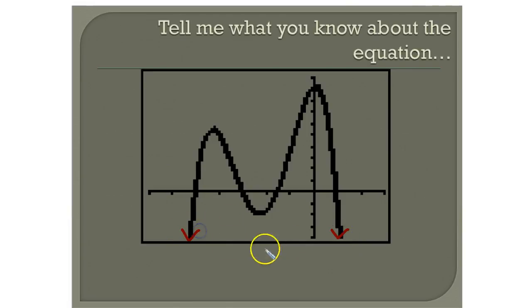We have both arrows in the same direction. They're both down. Well, if they're both down, that tells us that we have an even exponent or an even degree polynomial function. The right side is down or both sides are down, which tells us that our leading coefficient is going to be negative.